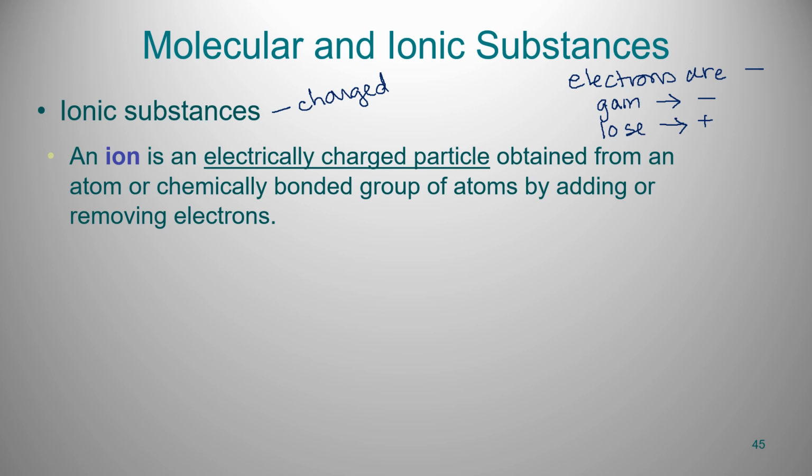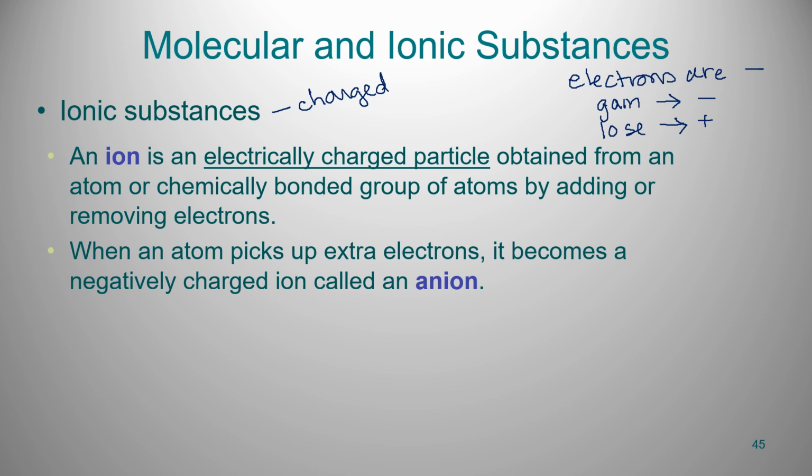Okay, so here's the official definition. An ion is an electrically charged particle obtained from an atom or a chemically bonded group of atoms. We'll talk about that in just a minute, by adding or removing electrons. So again, we don't remove protons, we don't add protons because that changes the element, but we can lose or gain electrons, and that means the element stays the same. It's just charged or not charged. I think I already talked about this earlier in the slideshow, but that's okay. It's good to review it.